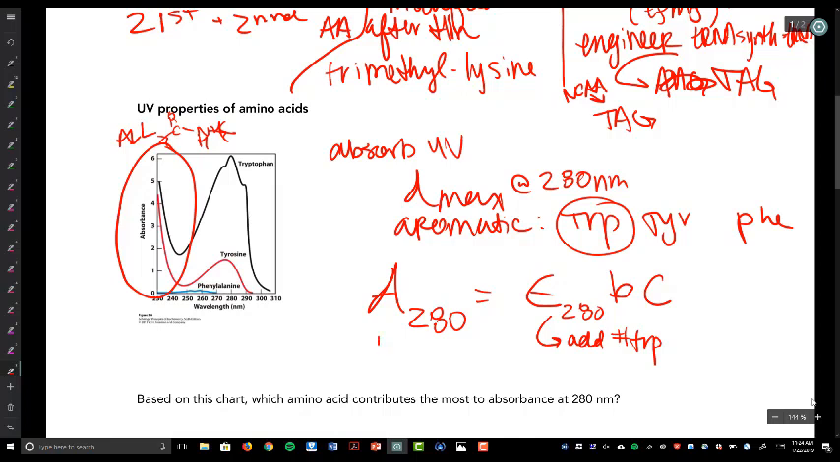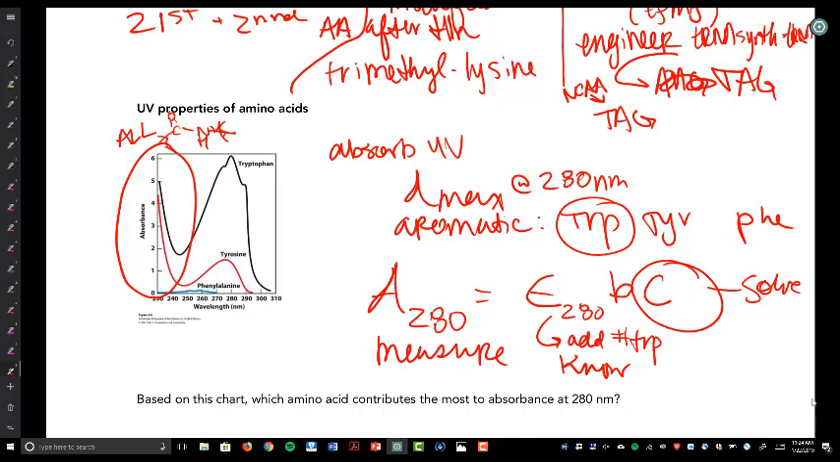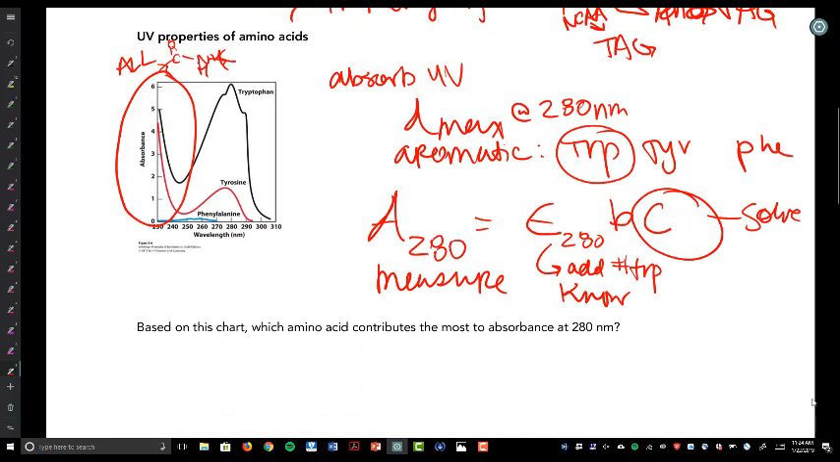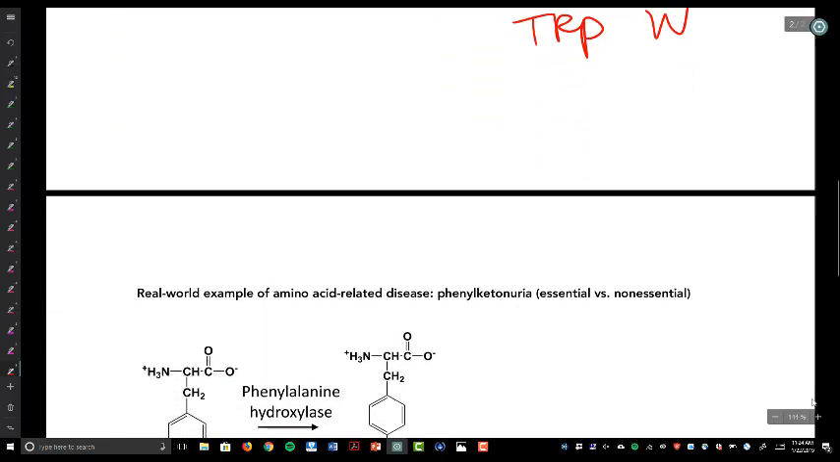If we measure the absorbance and we know the extinction coefficient, if we know the sequence of the protein, we can solve for the concentration. And we'll see how this is exploited when we look at protein sequencing, actually. And if you were to look at this chart, take a minute. I kind of already said it, but tryptophan is definitely the one that absorbs the strongest because it has that nice double ring aromatic system.